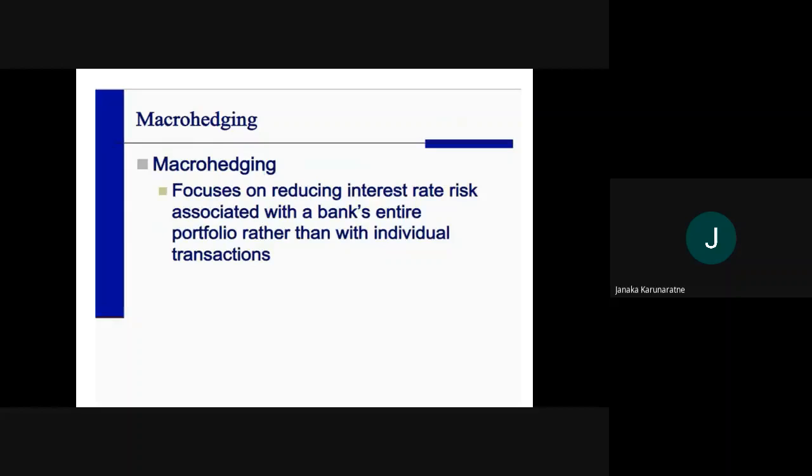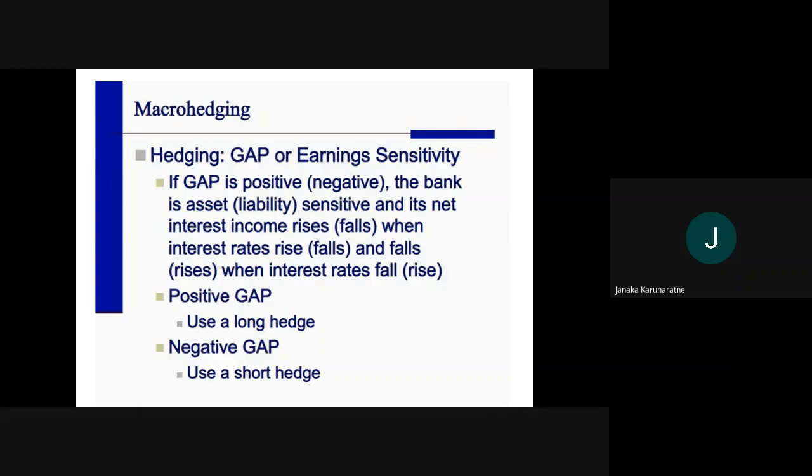So let's move on to macro hedging. So far we focused on micro hedging. Micro hedging is focusing on a particular instrument, asset, liability, or commitment. Macro hedging, as I mentioned, focuses on reducing the interest rate risk associated with the bank's entire portfolio rather than individual transactions. So we don't look at individual assets or liabilities in the balance sheet; we look at the entire balance sheet or portfolio of particular balance sheet assets or liabilities.